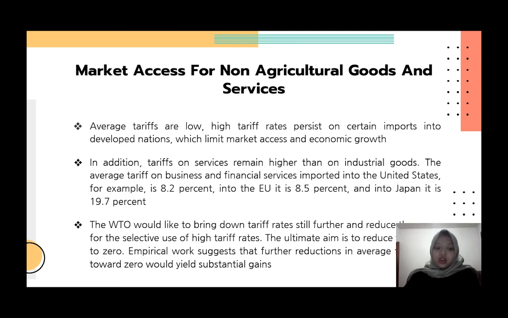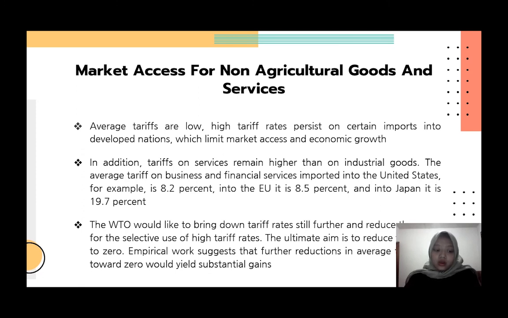A particular area of concern is high tariff rates on imports of selected goods from developing nations into developed nations. In addition, tariffs on services remain higher than on industrial goods. The average tariff on business and financial services imported into the United States, for example, is 8.2%. Into the European Union, it is 8.5%. Into Japan, it is 19.7%.